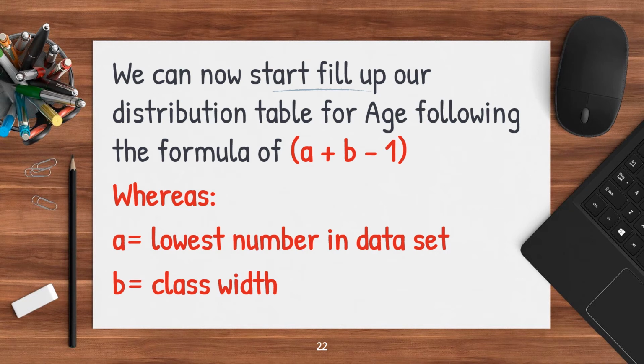Now we can start filling up our distribution table for age following the formula of A plus B minus 1, whereas A, which is the lowest number in the dataset, and B is the class width, which is 4, and the lowest set will be 16.